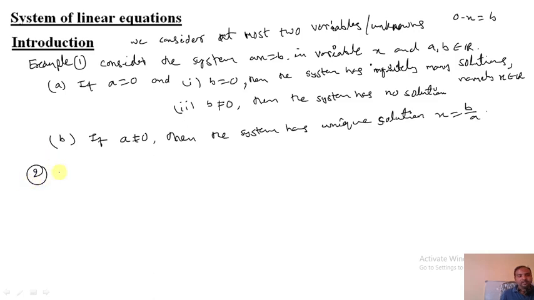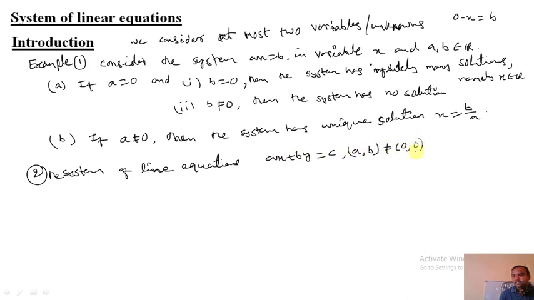Now go for two variables. We recall what we already studied in PUC, the system of line equations like ax plus by equal to c, where a and b are both non-zero. You studied this in PUC. It is a line equation in R2.